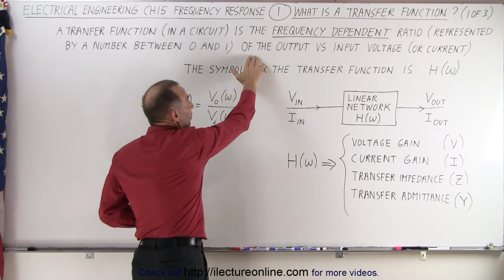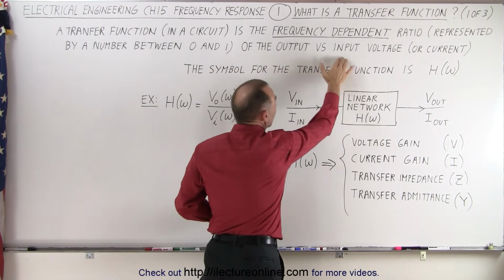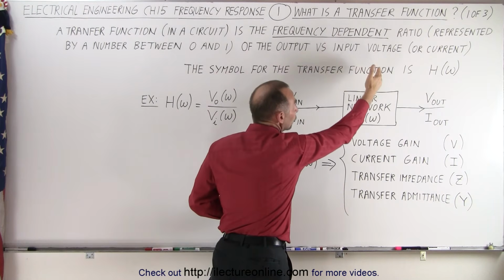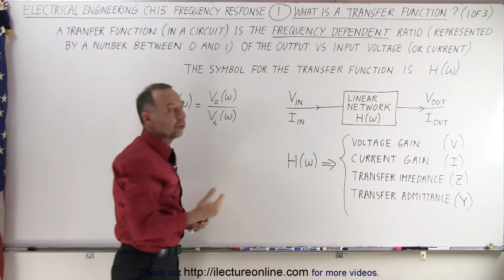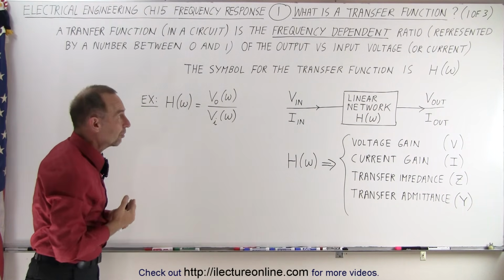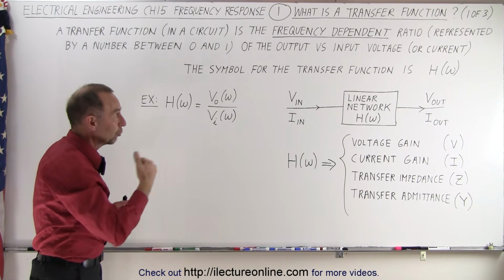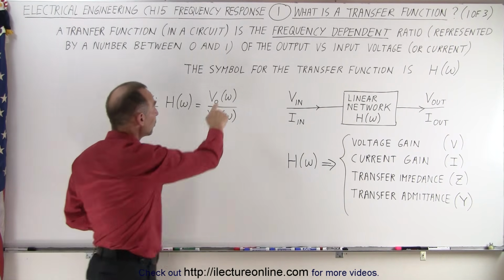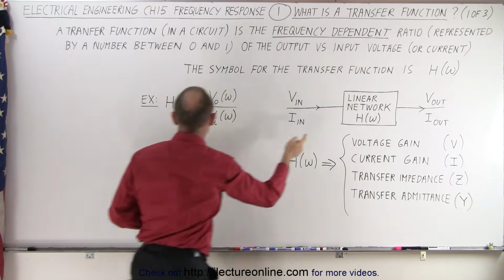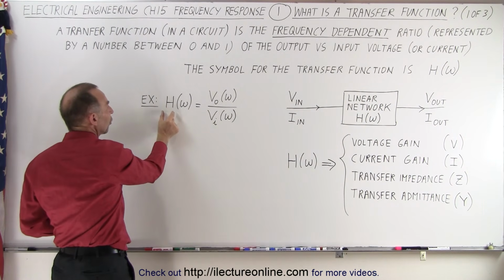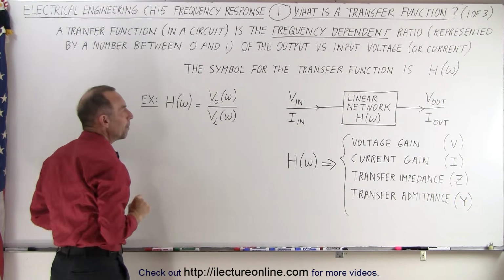Of course, it's a ratio of the output versus the input, and it can be relative to the voltage or relative to the current, and it can be a combination of the two, voltage to current or current to voltage. The symbol we use for the transfer function, as we've already shown you, is a symbol H, and of course it's dependent on the frequency omega.